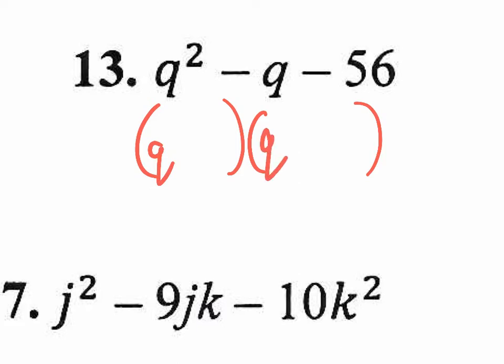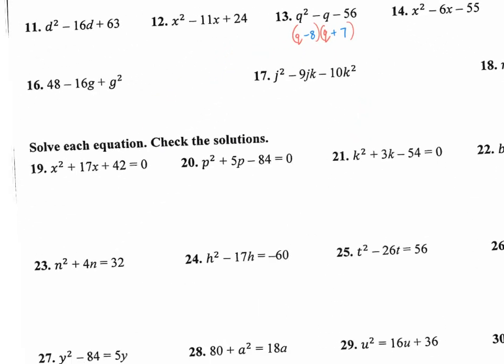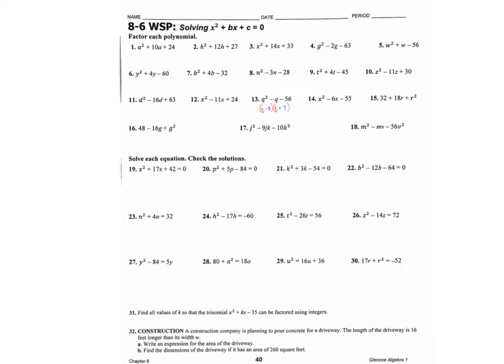Q, Q. What times what is negative 56 that if you combine together is negative 1? That would be a negative 8 times a positive 7. Done. Right? If you need to make a list, go for it. I recommend making a list, right? But on every single one of these, you're going to be able to use the shortcut. What times what is the C value that if you combine together is the B value?